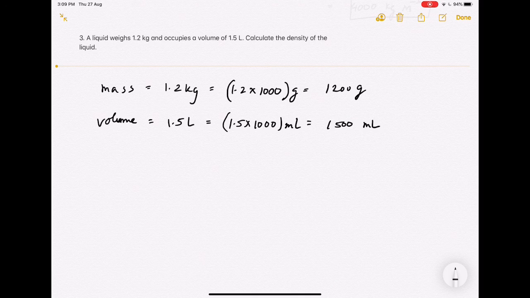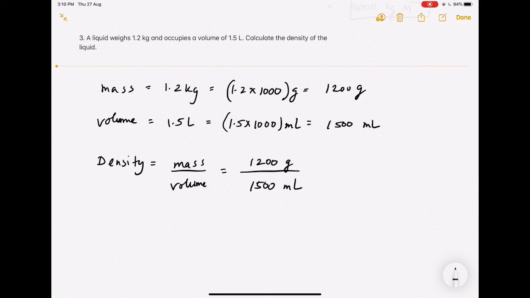Now you can divide mass and volume to get density. Density equal to mass by volume. So mass in grams, 1200 grams by 1500 milliliters. So this will give us 4 by 5 grams per milliliter, or in terms of decimal it is equal to 0.8 grams per milliliter.